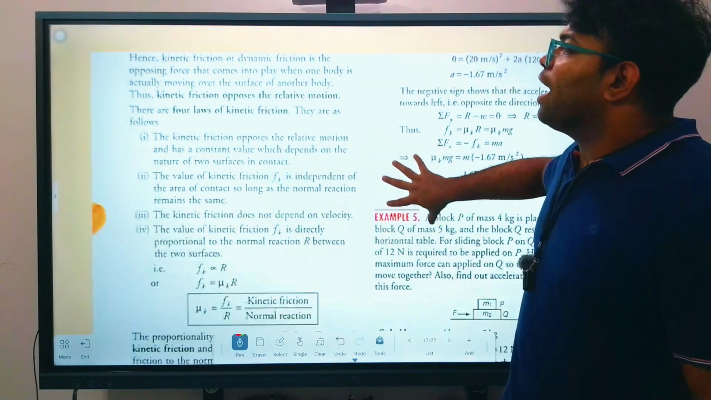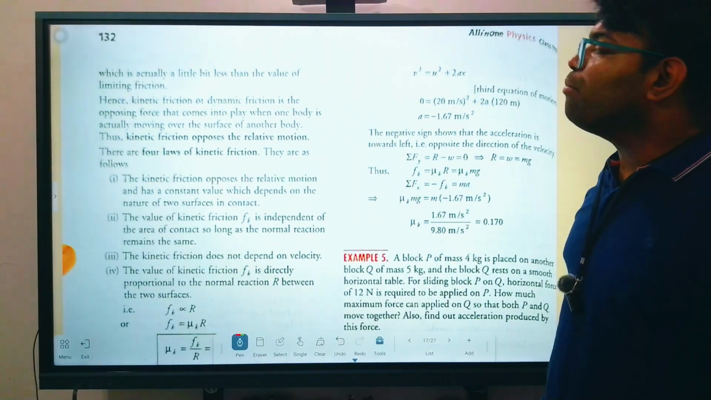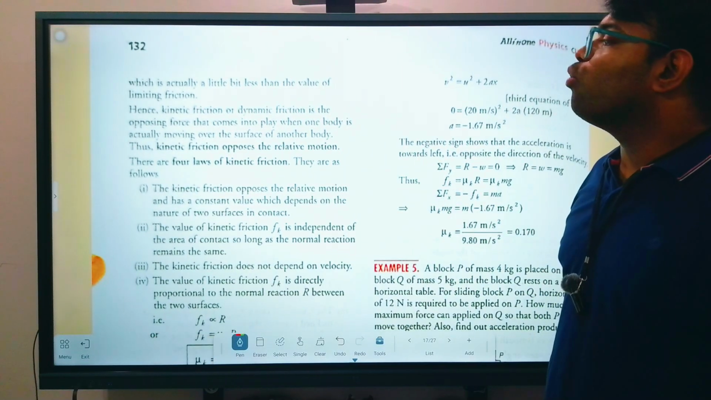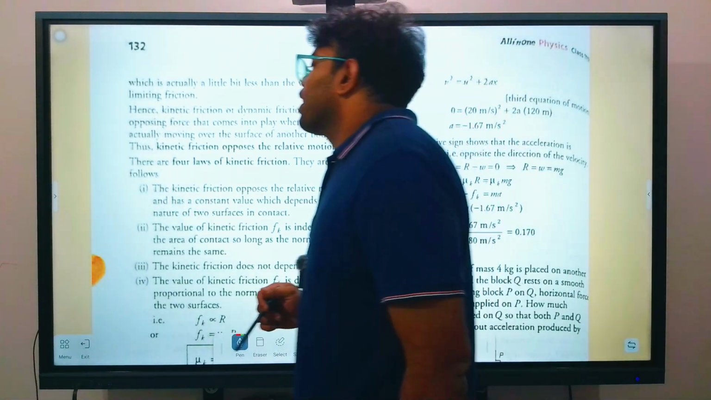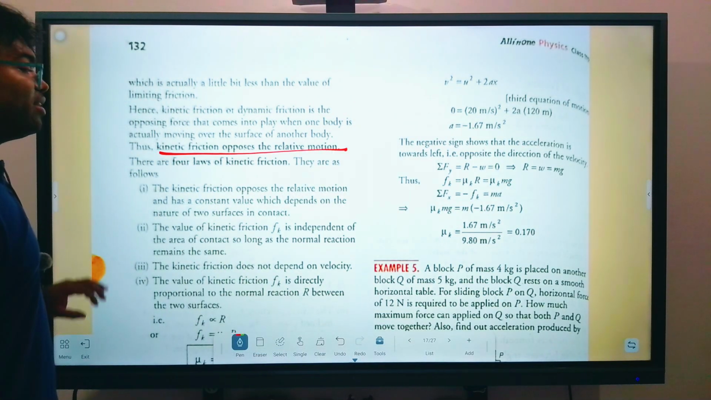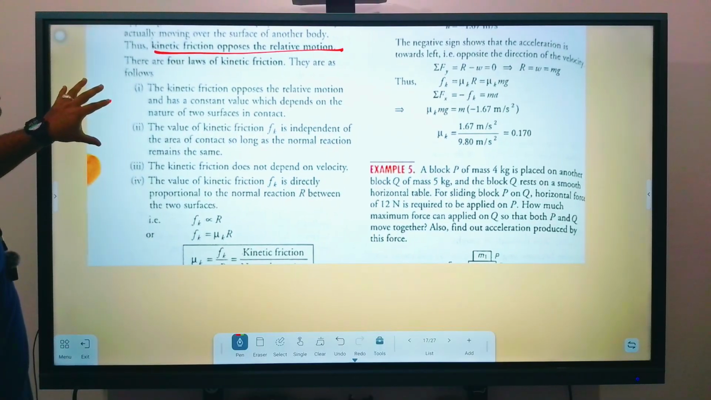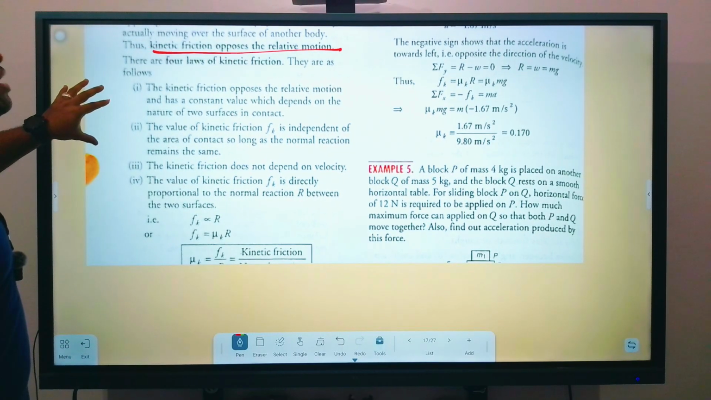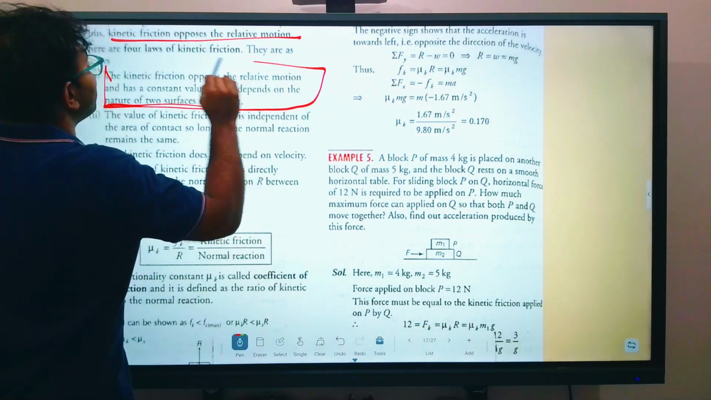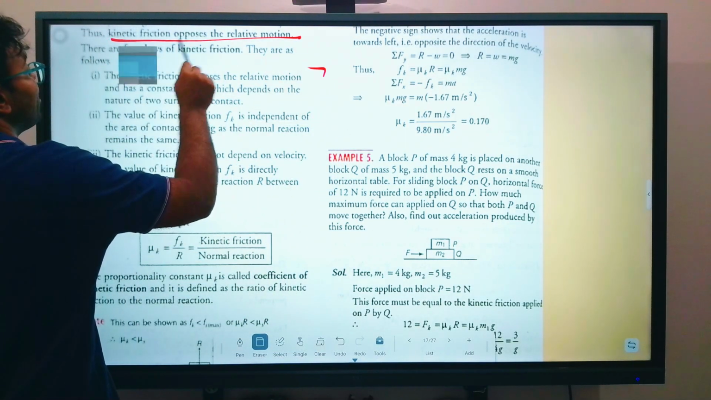Okay, let's move on. Hence, the kinetic or dynamic friction is the opposing force that comes into play when the object is actually moving over the surface of another body. Thus, the kinetic friction opposes the relative motion. There are four laws of kinetic friction. The kinetic friction opposes the relative motion and has a constant value which depends on the nature of the two surfaces. Once you have started moving, the friction is not going to change much; it's going to remain the same.